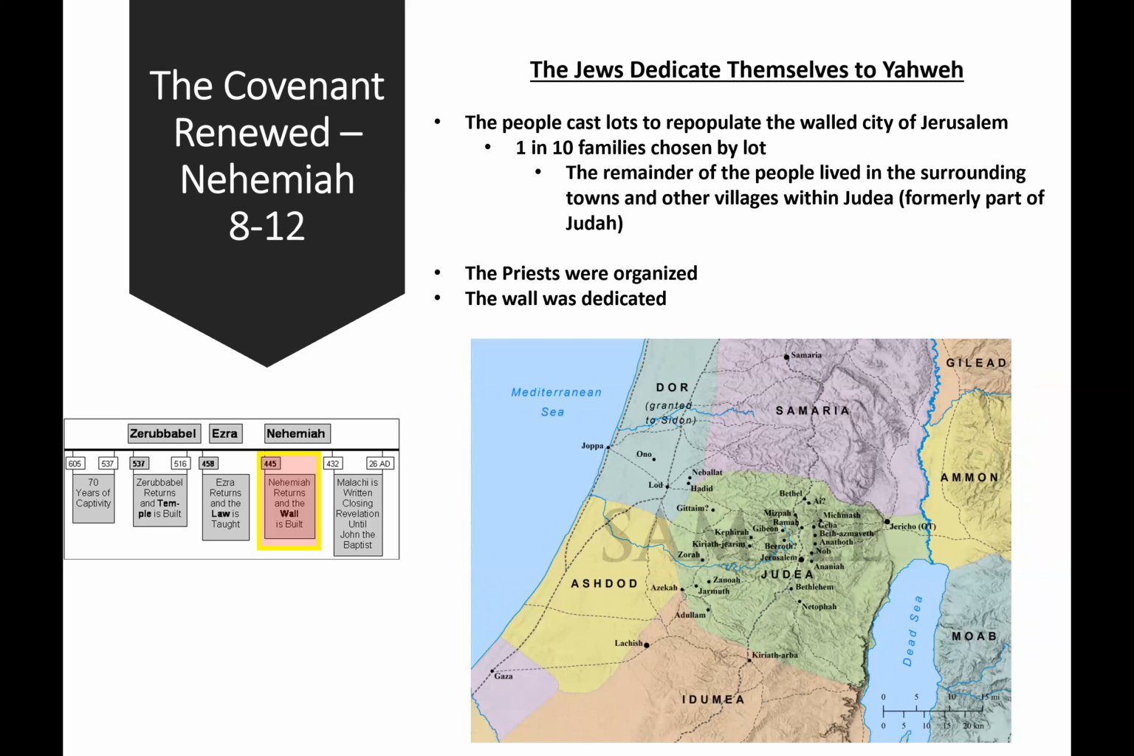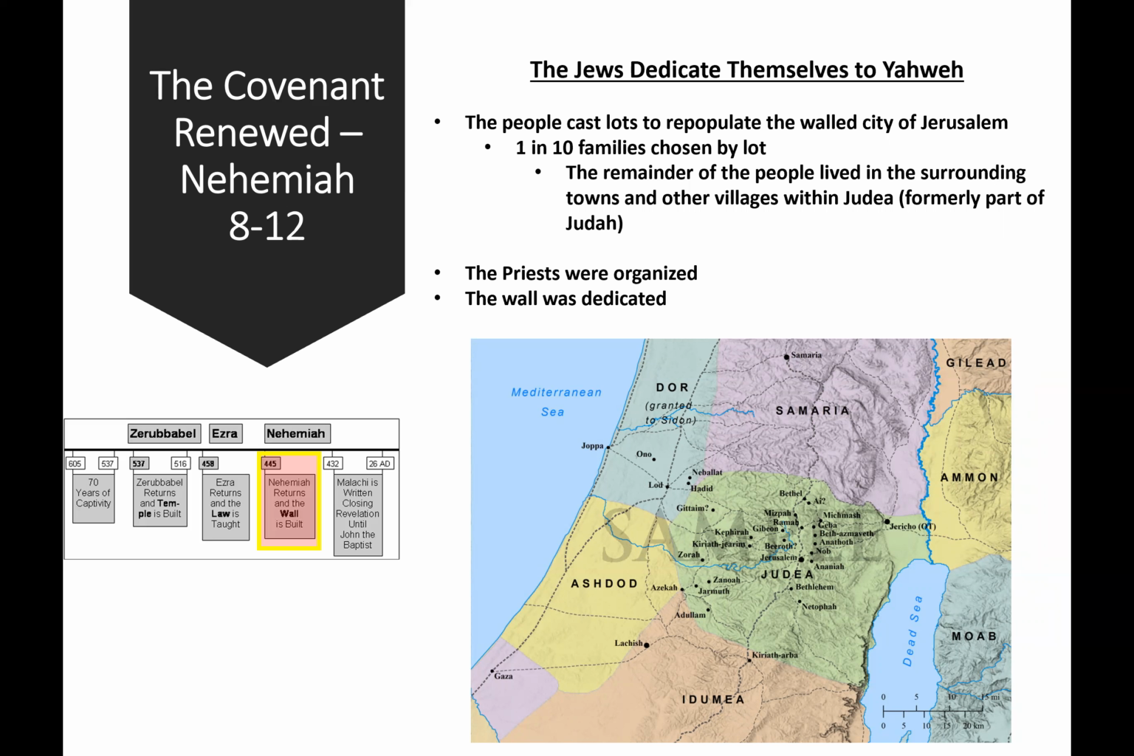The remainder of the people lived either outside of the wall or in the surrounding towns and villages, all throughout the area of Judea, which is formerly a part of Judah. So you see a little map here. Excuse the sample stamp on there. It's the best map I could find. So Judea makes up this green portion. And so these are all the towns that surround Jerusalem where the Jews are now living.